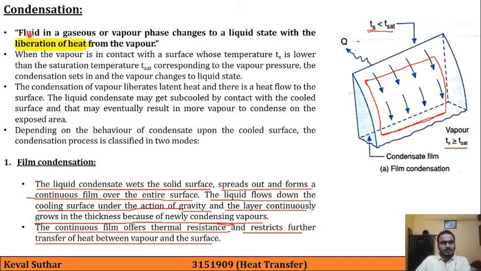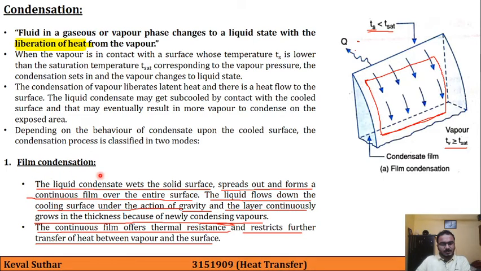So condensation is when a fluid in gaseous or vapor phase changes to liquid phase with liberation of heat from the vapor. And the important thing here is the surface temperature Ts should be lower than the saturation temperature Tsat corresponding to the vapor pressure. And here there are two types of condensation.